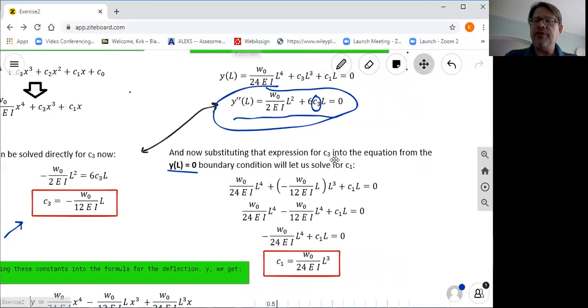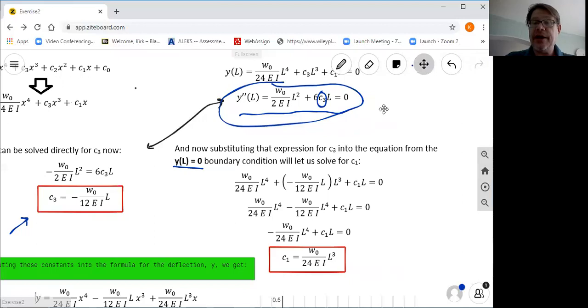And that equation involved both C1 and C3. So now if I take my value of C3 and I substitute that expression in for C3, I can now solve directly for C1. We do a little bit of arithmetic, we do a little bit of algebra. It turns out that the first two terms here in this expression ultimately end up involving the fourth power of L and can be combined.